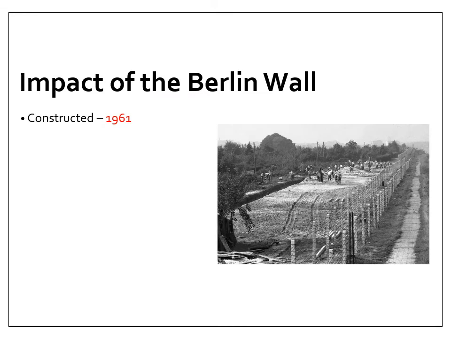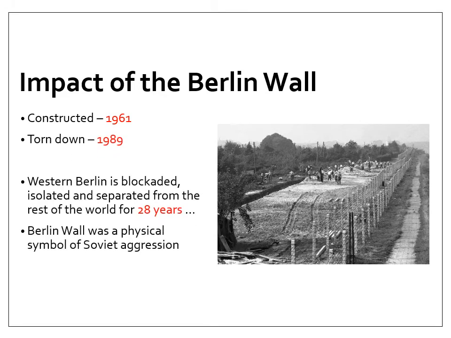Now, the Berlin Wall is going to begin being built in the Kennedy administration in 1961, and it is going to stay up for a very long time. Now, it doesn't exist today in its entirety. It was torn down. However, this wall is going to last for the next 28 years. West Berlin is going to be blockaded, isolated, separated from the rest of the world. It's going to be cut off. There's no way to get in except via airlift. And really, this Berlin Wall becomes a physical symbol of this separation, of this tension between us and the Soviet Union.